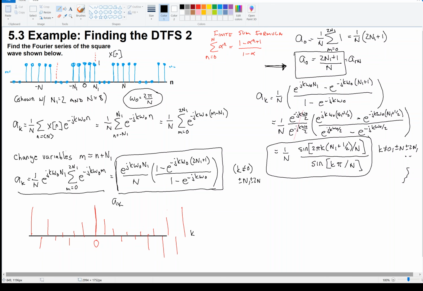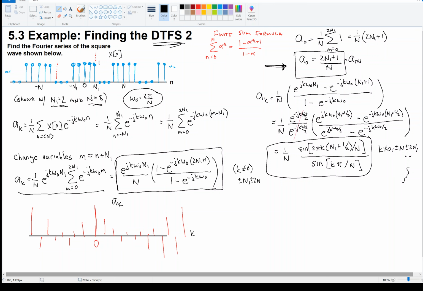And so I want to point out that we have a periodic AK. It has to be periodic with period n. Okay, all of the discrete time Fourier series are periodic. So again, I drew x of n with these parameters. N1 is 2 and n is 8. So you could put those in here if you wanted to. Okay, and then you can plot it versus k, and you can come up with this plot on your own.